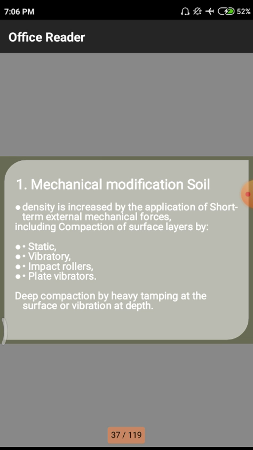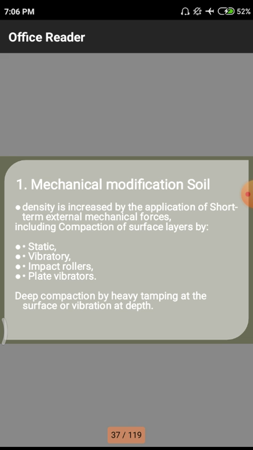Next, we have vibratory. That means the equipment has vibrational frequencies that are sent to the subsurface and the layers below the ground, using vibratory oscillations produced by these mechanical equipments.